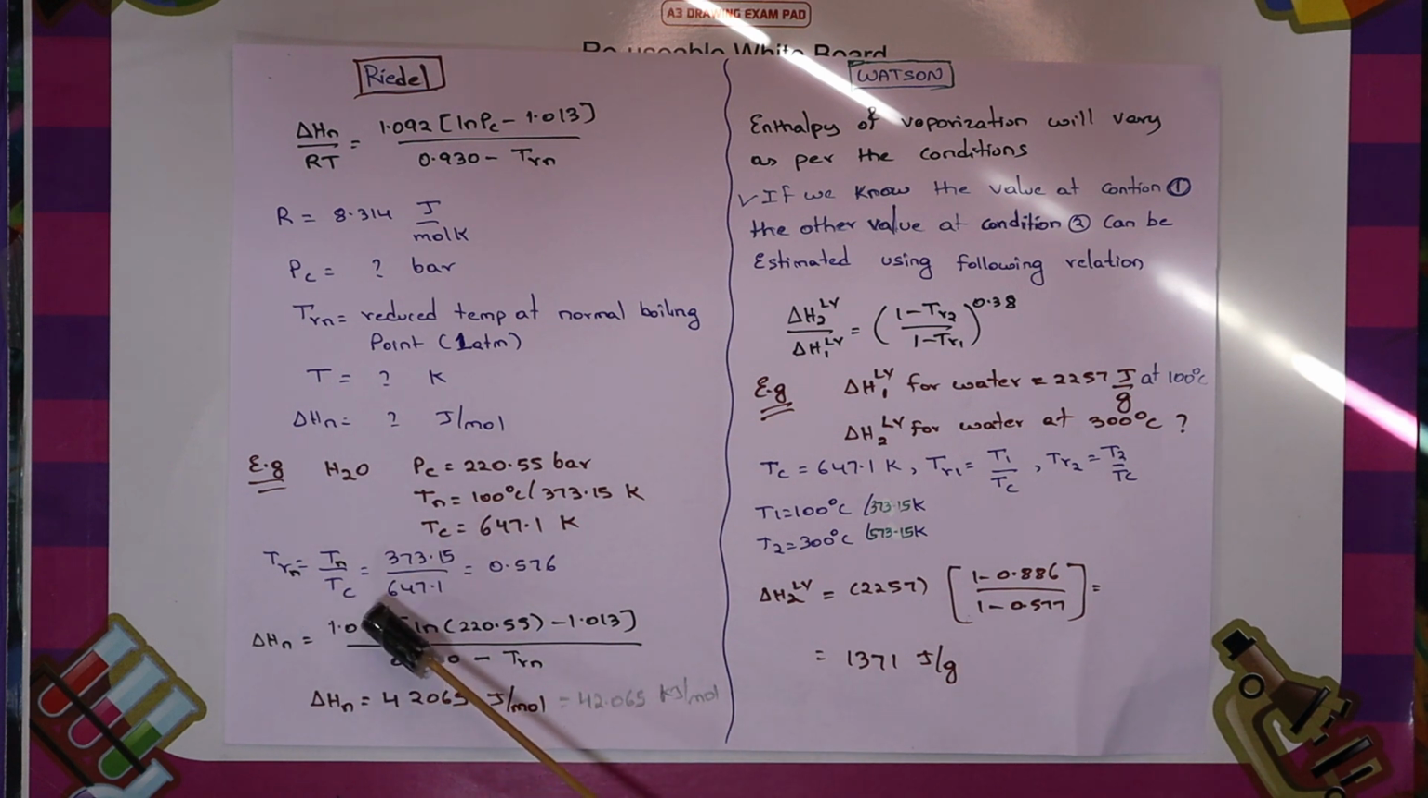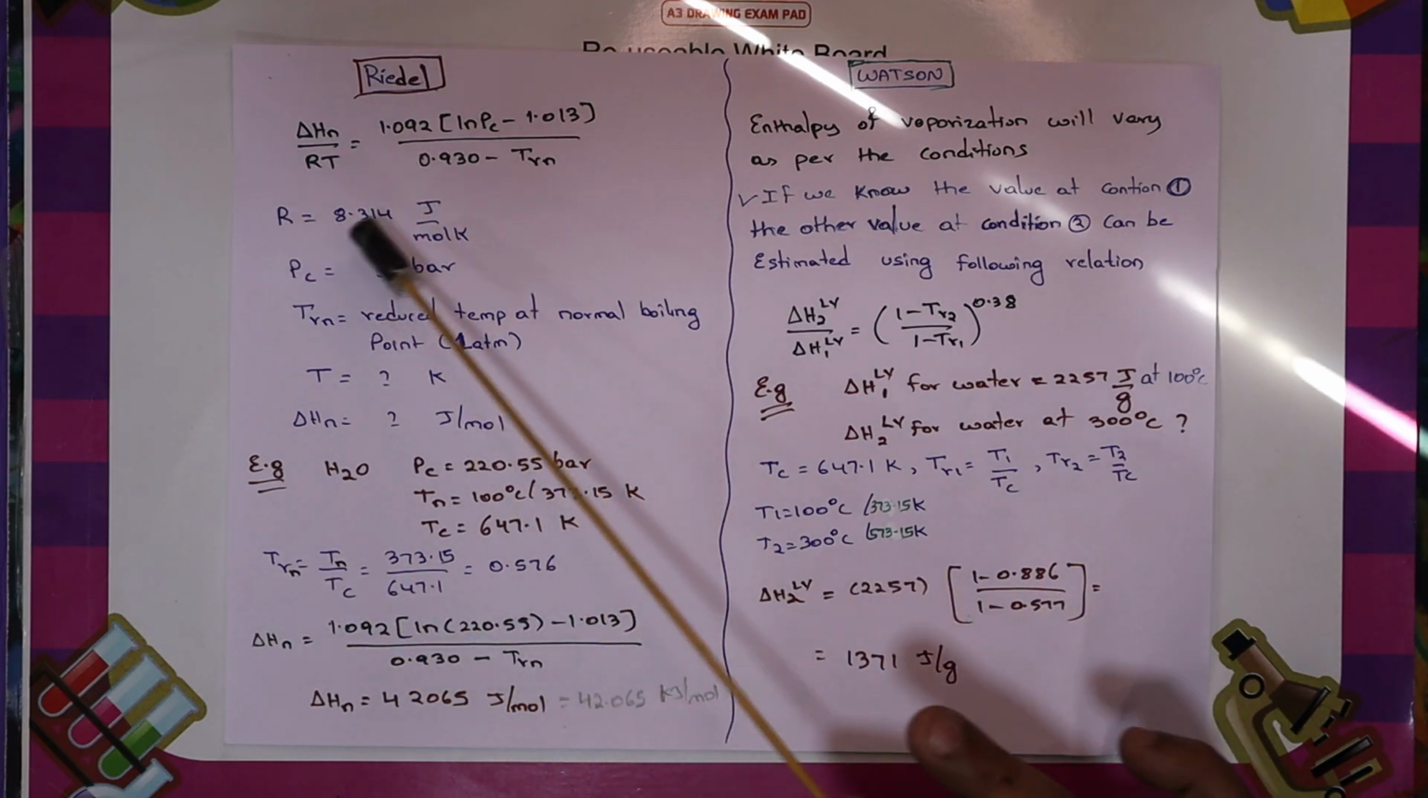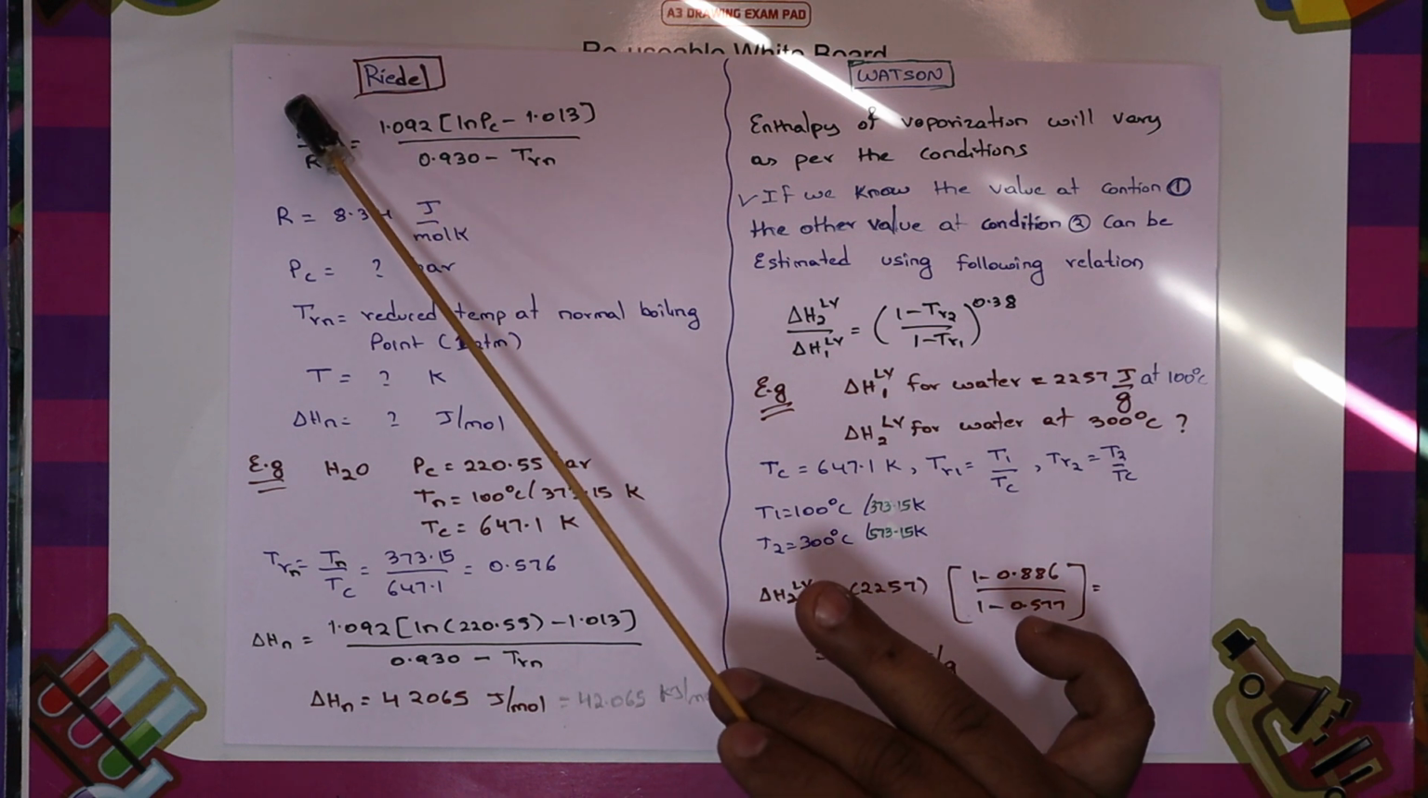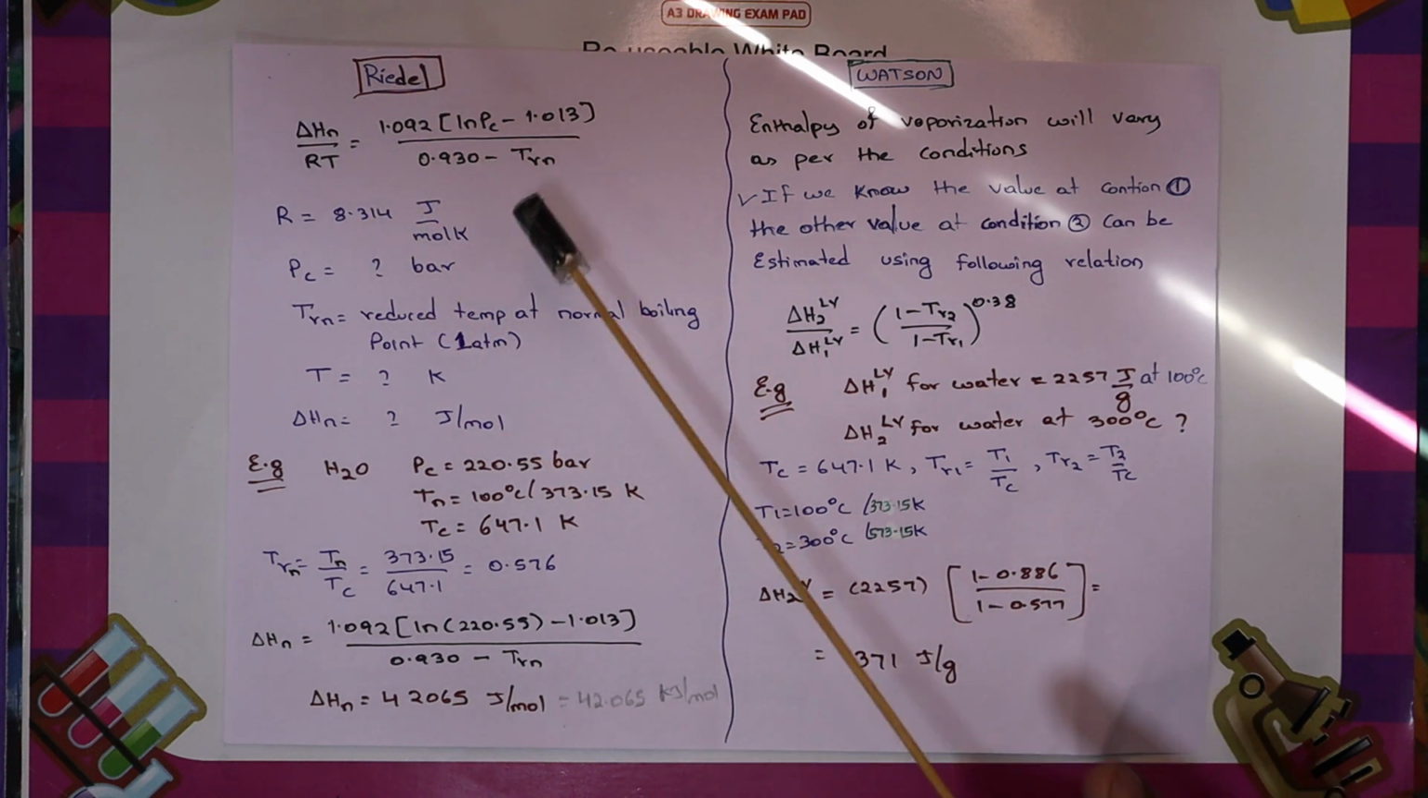And what is T_rn? If you divide any temperature by its critical temperature, it becomes a reduced temperature. So Tn by Tc will give you T_rn. What is Tn? It is the normal boiling point of water, 373.15 Kelvin. The critical temperature of water is 647.1. If you take the ratio, T_rn is 0.576. So the information required to calculate the enthalpy of vaporization is provided.